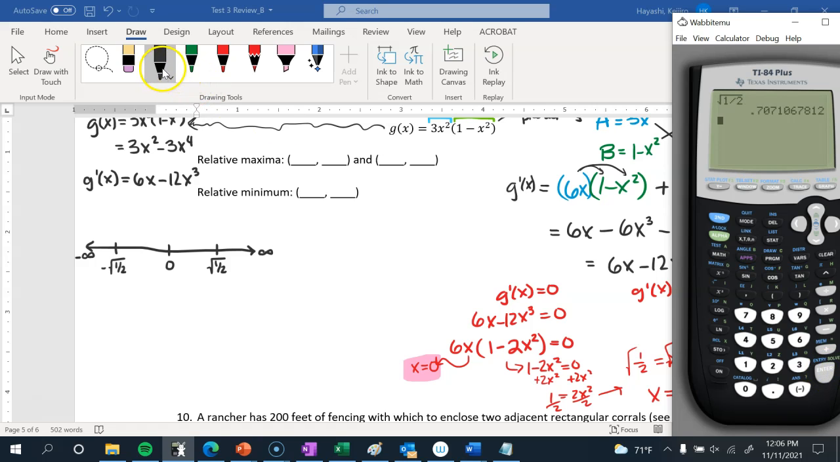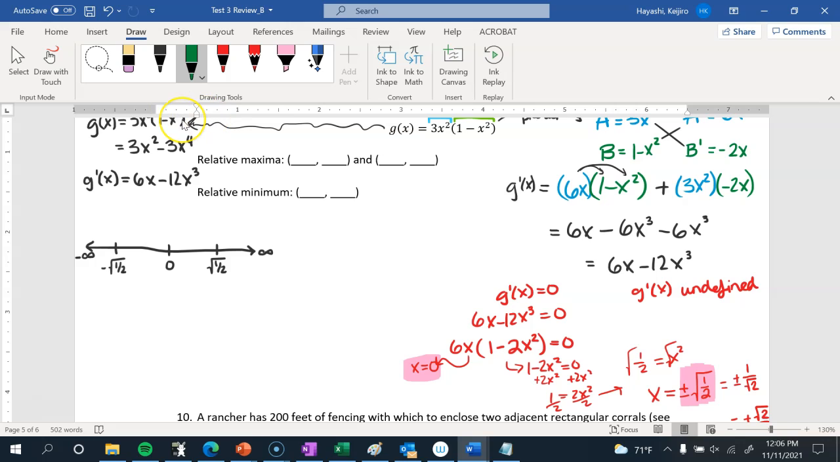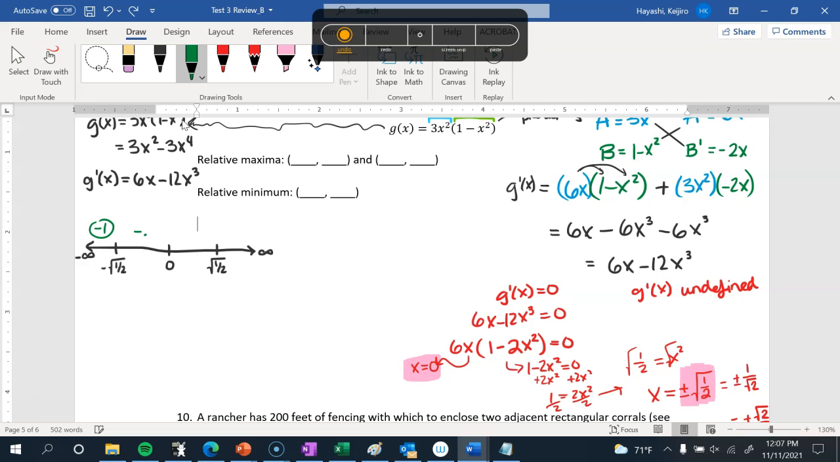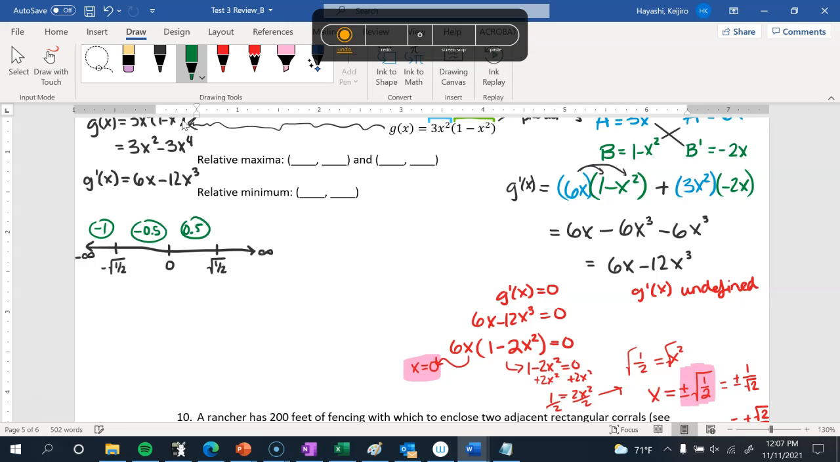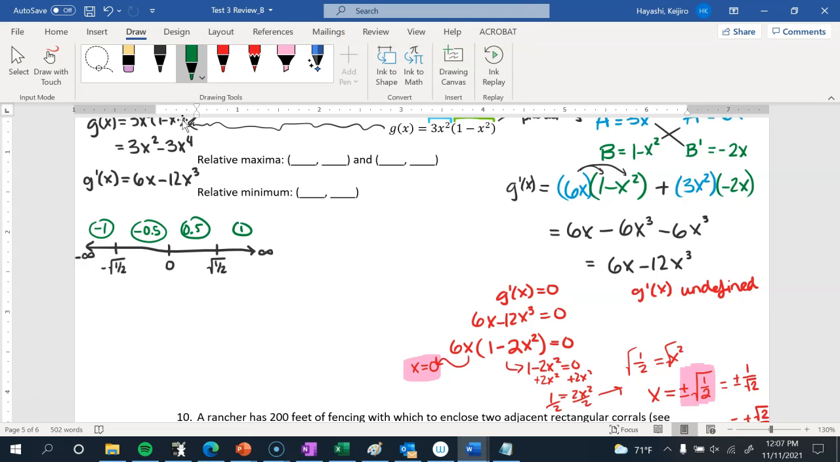So a good test value, say, I'll just start from the left. A good test value between negative infinity and negative 0.7 or so is probably negative 1. And between negative 0.7 and 0, maybe negative 0.5. And positive 0.5 and positive 1 are probably good test values to have.